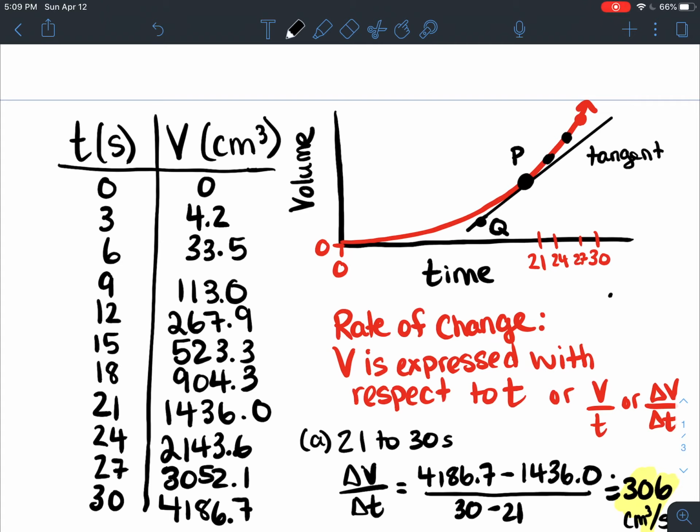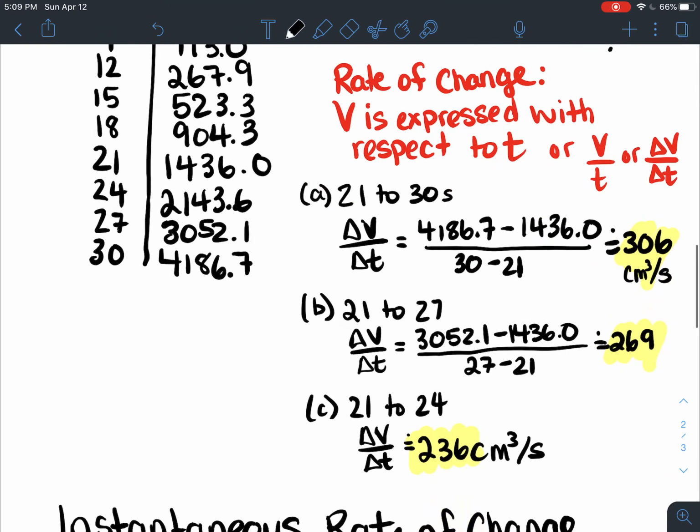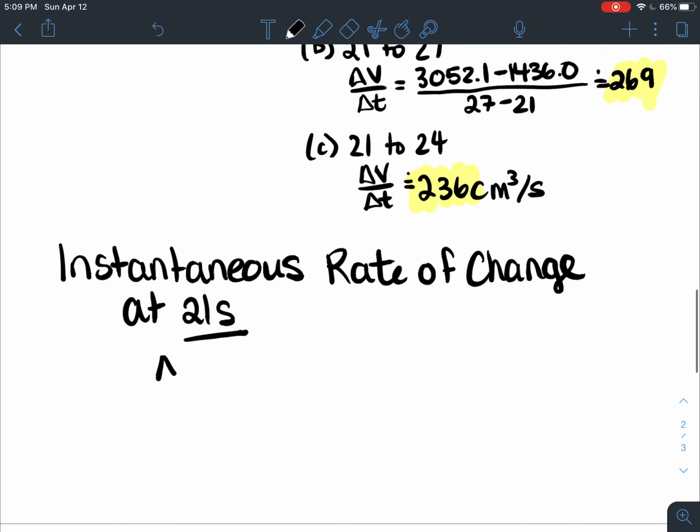So let's just say I did that. I opened up Desmos and drew a tangent line to my curve, or you graphed this super accurately on a graph and drew your own tangent line. I did that, and when I did this calculation, I got 208 centimeters cubed per second.